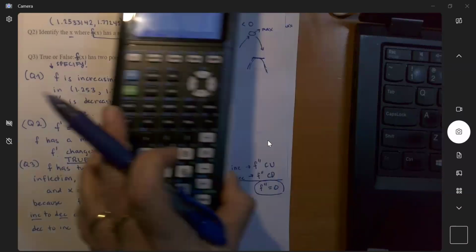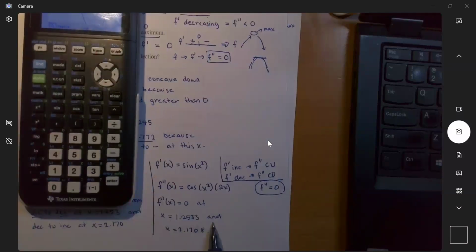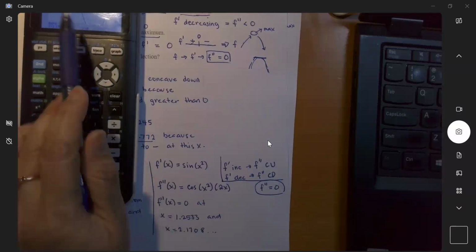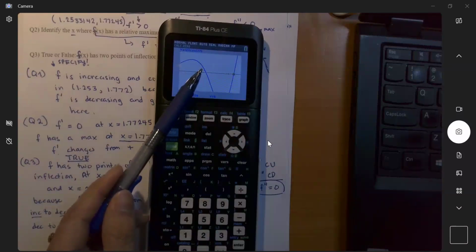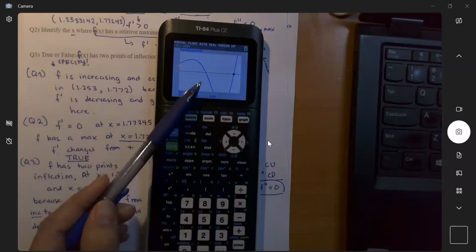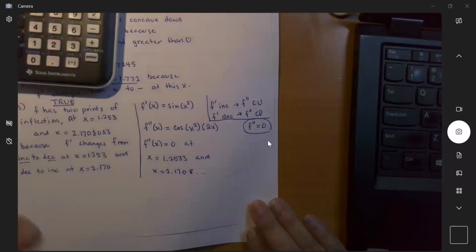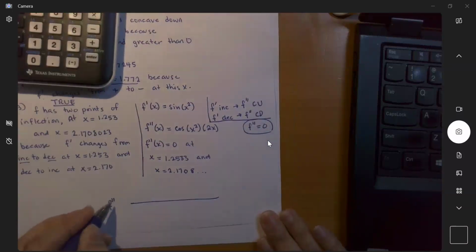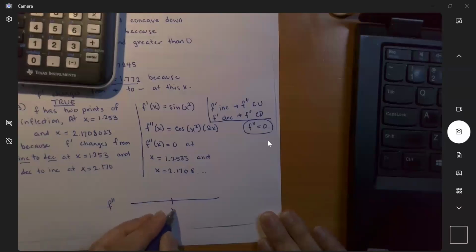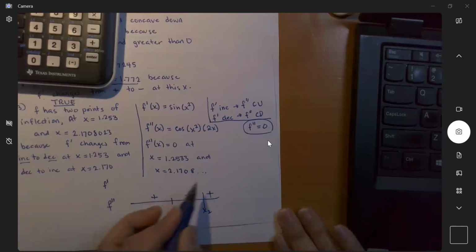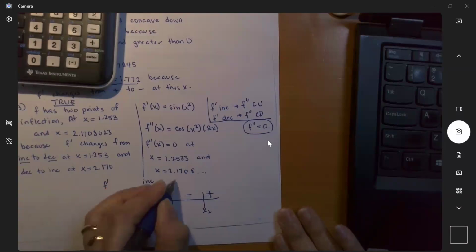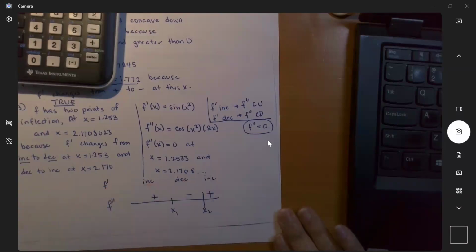The reasoning will be f double prime is 0 here, and then of course, f double prime changes from positive to negative this time. It's no longer f prime changes from increasing to decreasing, because we are now referring to f double prime. In order for our f double prime to have a point of inflection, there has to be a change in sign or vice versa. But for f prime, I can write it as increasing to decreasing to increasing.